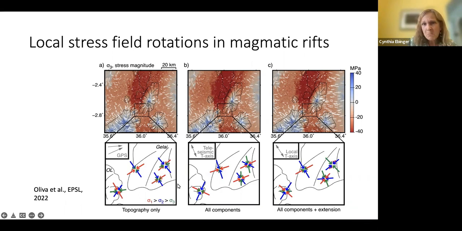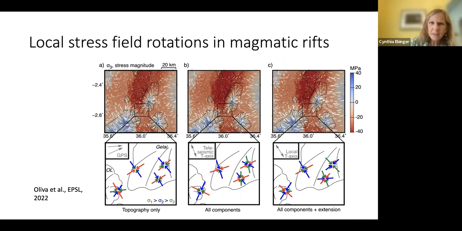But if we look at just topography, it doesn't explain the green arrows. They don't match. Well, the green arrows from topography match the GPS. But if we want to explain the earthquake focal mechanisms, we need to take all those components and pull on the plate with tectonic stretching. And then we can get these green arrows that match the observations of earthquake mechanisms from earthquakes that occur in the upper 12 to 15 kilometers of the crust.